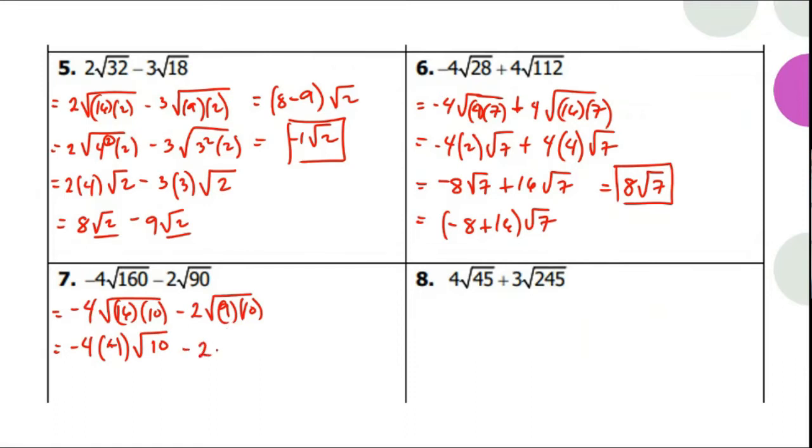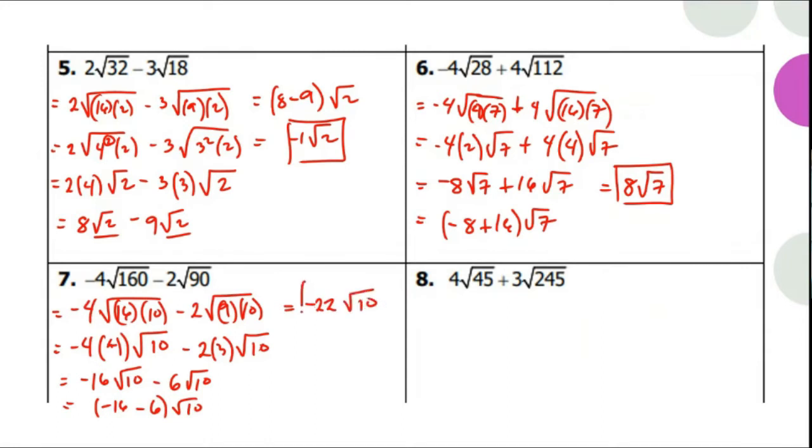square root of 9, which is 3, square root of 10. Okay, so that is negative 4 times 4, which is negative 16 square root of 10. Negative 2 times 3 is negative 6 square root of 10. So now we will combine the two. We'll now have negative 16 minus 6 square root of 10. So that is equal to negative 16 minus 6 is negative 22 square root of 10. So that will be our answer.